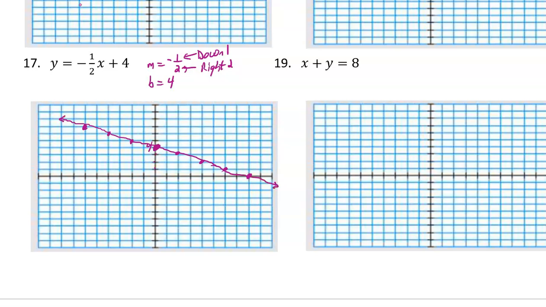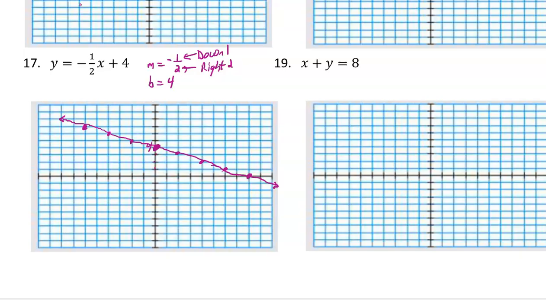Now number 19. Notice that this equation is in standard form. It's not in slope-intercept form. So because it's in standard form, you can't just immediately identify the slope and the y-intercept. So that's why standard form is not as nice for graphing as is slope-intercept form.